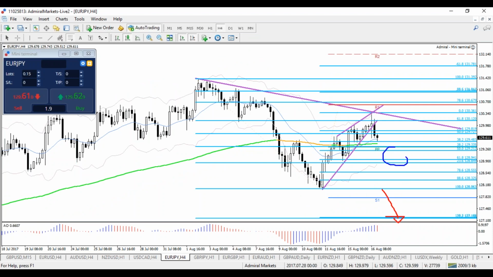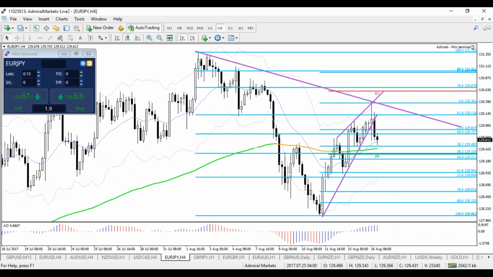So this is a bounce zone, but if it does break, you might see continuation like this, and of course the break above this trend line. So break, bounce, bounce. But if it breaks below these pivot points, it might continue. It's a bit tricky perhaps, but that's my view at the moment.